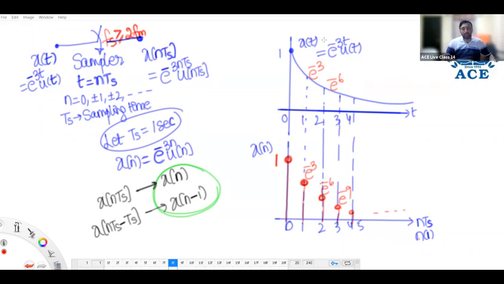When you are sampling a signal, it will acquire the continuous signal value at a discrete instance of time. It will acquire the values from the continuous signal only at discrete instances of time.